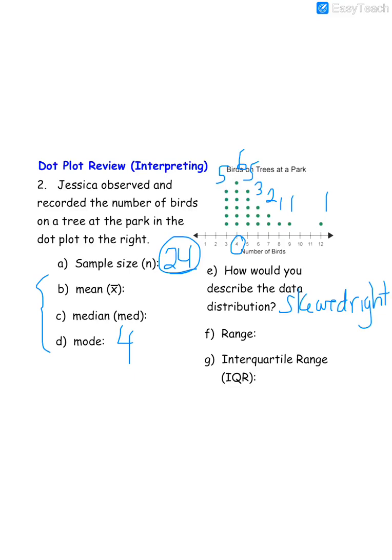Range is highest minus lowest, 12 minus 3. I'm using the numbers on the number line, by the way, not how many dots there are. So 12 minus 3 is 9.